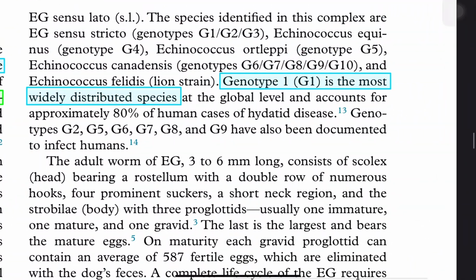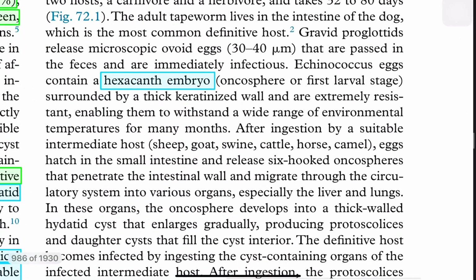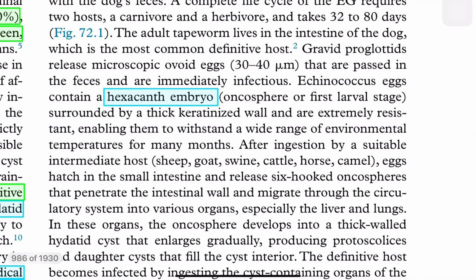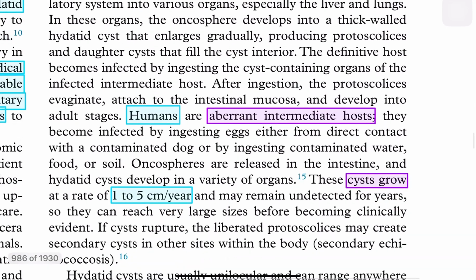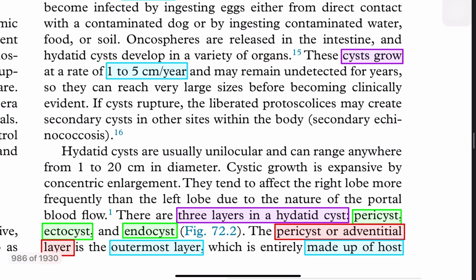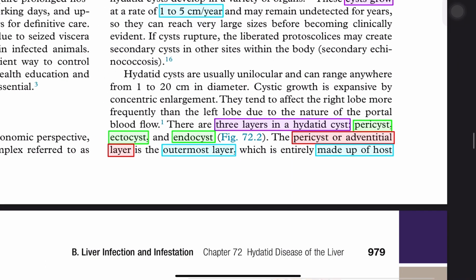Genotype 1 is most common and widely distributed. This Echinococcus granulosus has a hexacanth embryo. Humans are the aberrant intermediate host. Cysts grow 1 to 5 centimeters per year.